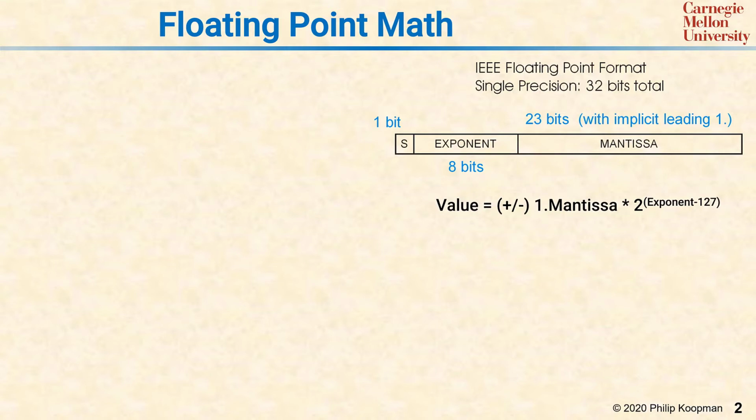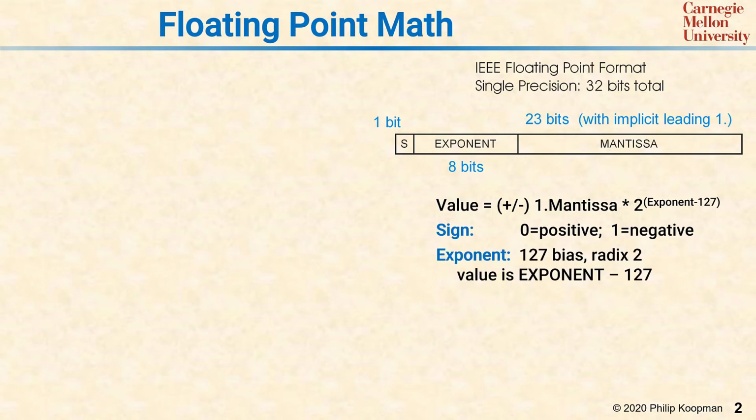The value represented by a floating point number is: the sign bit gives you a plus or minus, there's an implicit 1, a radix point, 1 dot mantissa value, times 2 to the power of exponent minus 127. Breaking it down, the sign is 0 is positive, 1 is negative. The exponent is not a 2's complement number, but rather is 127 bias radix 2. So what that means is you take the exponent, you subtract 127. Therefore, 2 to the 0 is an exponent value of 127.